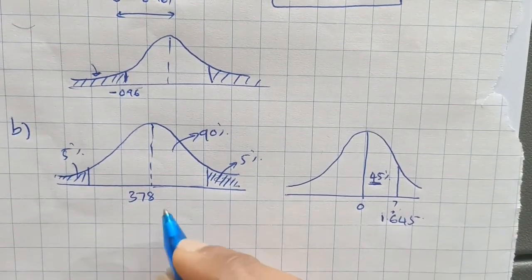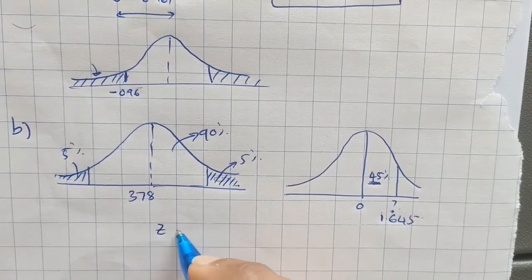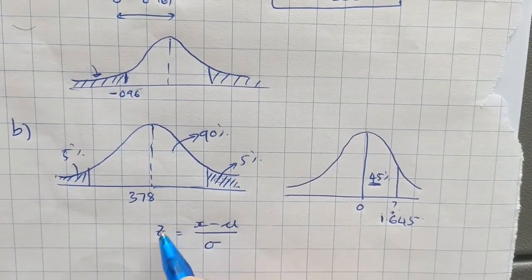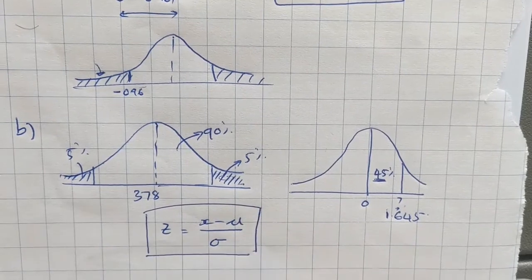Now we know that using the standardized normal distribution, we have x minus the mean over the standard deviation. This is the standardized normal distribution formula.